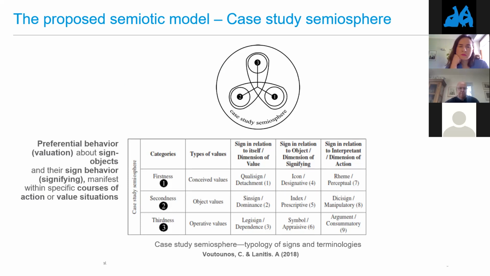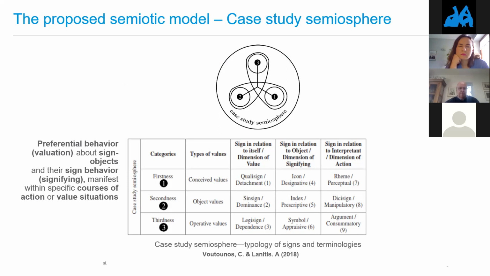Signification, or sign behavior in action, can therefore be analyzed with reference to each individual sign from Peirce, seeing how they match in their typology with the dimensions of the conceived object and operative values, reflecting their analogous sign dimensions of signification and action. Respectively, their signification dimension, with designative, prescriptive, and appraisive types of signification, corresponds to three types of action: the perceptual, manipulatory, and consummatory.